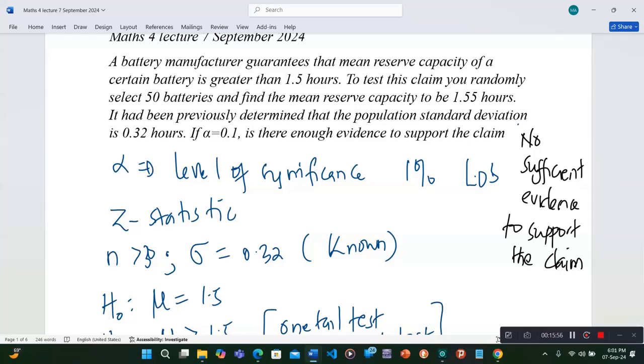Because the question was, is there enough evidence to support the claim? If we could reject the null hypothesis, then we could say there is enough evidence to support the claim. But since, according to what we are seeing, the null hypothesis is true that the mean is about 1.5, it is not greater than 1.5, then we fail to reject the null hypothesis, and that means we adopt the null hypothesis, and there won't be any evidence to support this claim that the mean is greater than 1.5.